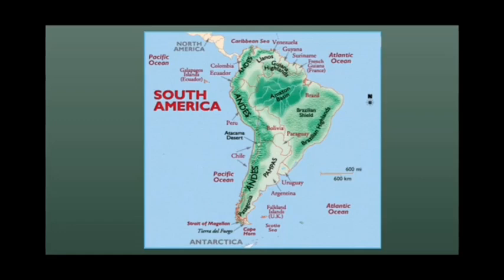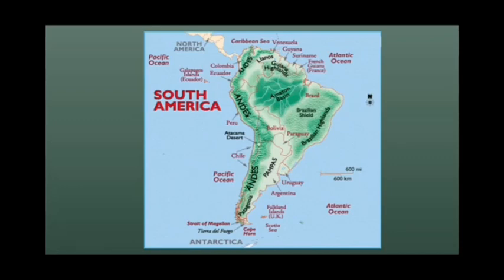So children, look at this map carefully. In the north part we can see the Guyana highlands. In the eastern part we have the Brazilian highlands. Then in the north and the western part we see the Amazon basin. Towards the south there are the Paraguay and Parana basins. In the central part of Brazil we have the Brazilian shield. A shield is the oldest part of the continent.